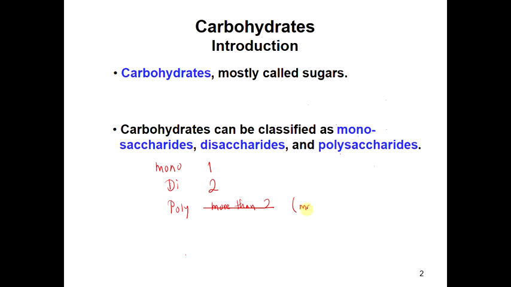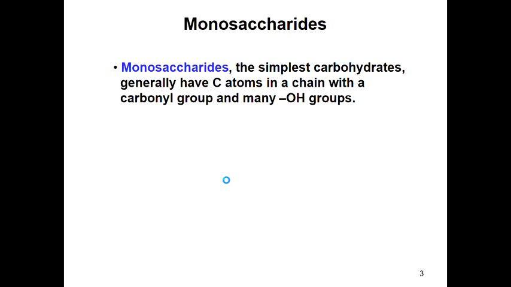In general, poly means many. So whenever we have more than 2 components, we call that poly. We are going to know what that means when I say components or parent formula for the sugars. So please memorize that carbohydrates can be classified as mono, di, poly: monosaccharides, disaccharides, and polysaccharides.